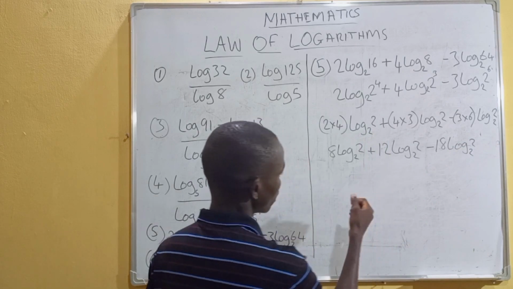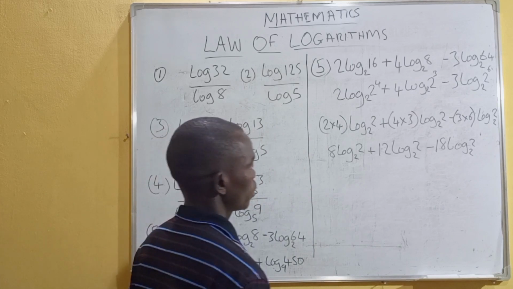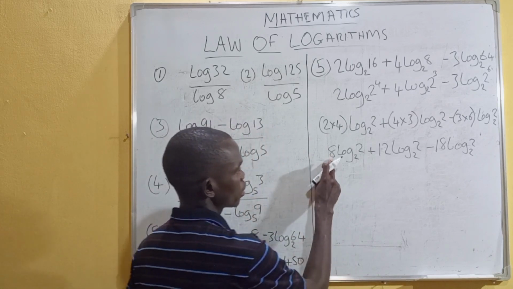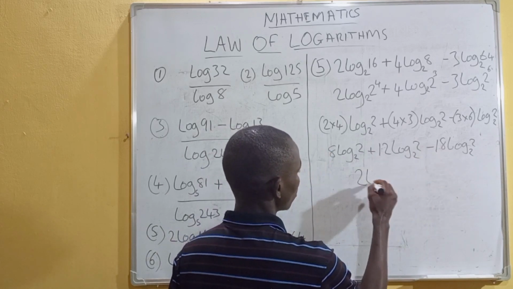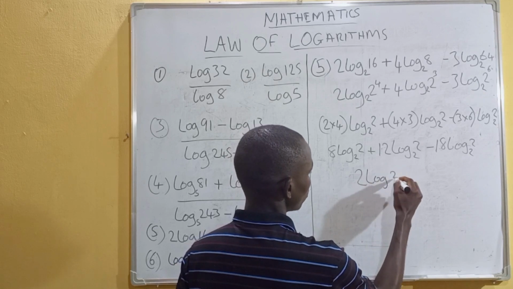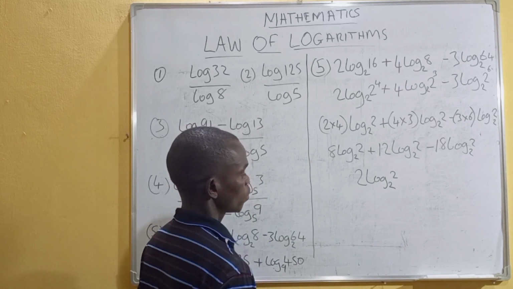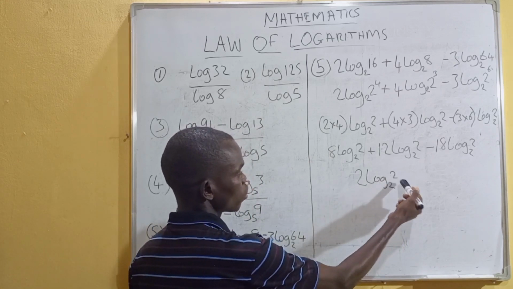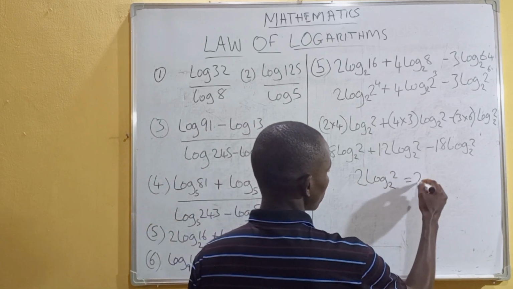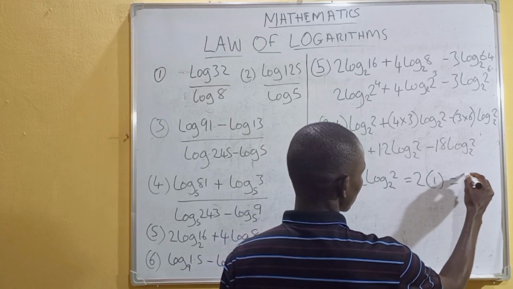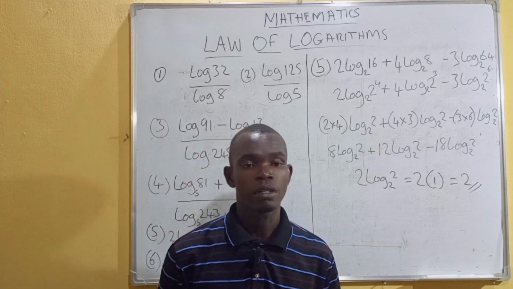Now you should look at the question now. We have the same log of a number and base. So this will now be 8 plus 12 minus 18, so it will be 2 log of 2 to a base 2. From the law of logarithm, we know that the log of a number to its own base is equal to 1. So this will be 2 times 1, which is equal to 2. That's our answer to question 5.